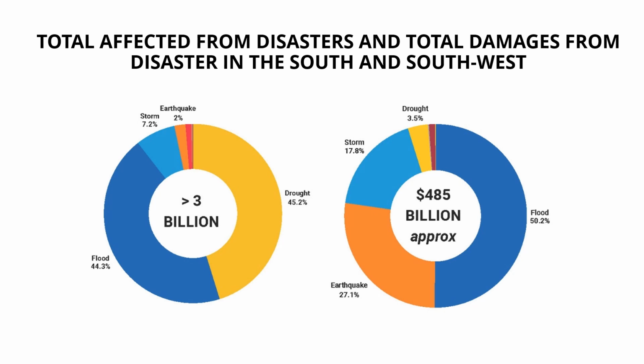In the figure, it will show the total affected from disasters in South and Southwest Asia, 1970 to 2024, and total damages from disasters in South and Southwest Asia, 1970 to 2024. Here are examples of disasters and their impacts. Bangladesh floods. In August 2024, heavy rains and upstream water from India caused flash floods in 11 eastern Bangladesh districts, affecting 5.8 million people and displacing over 500,000.